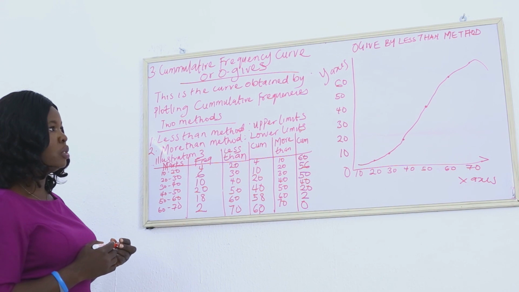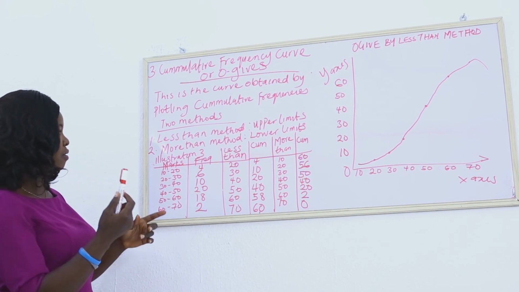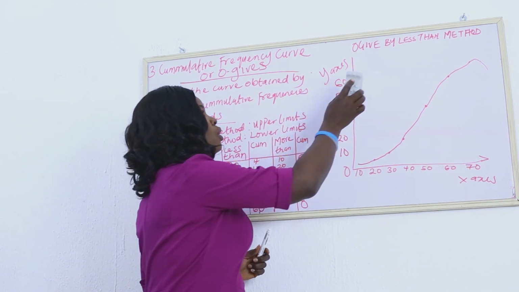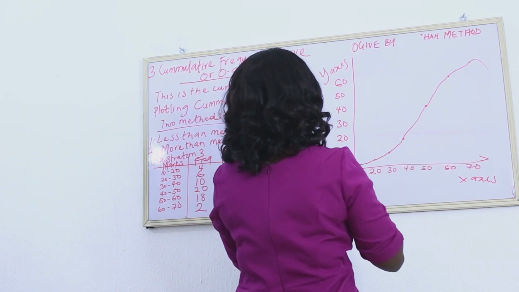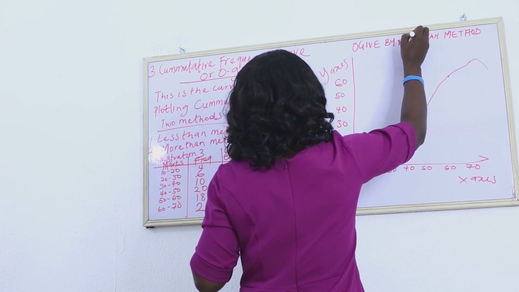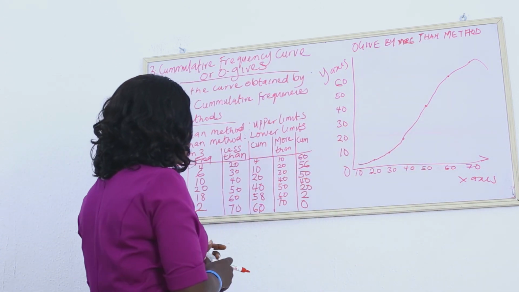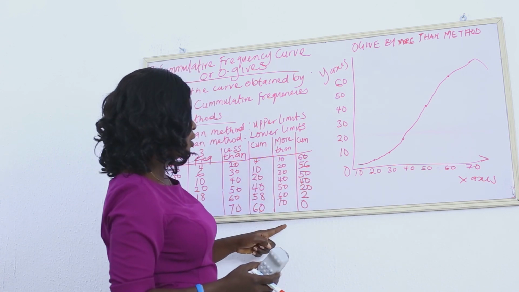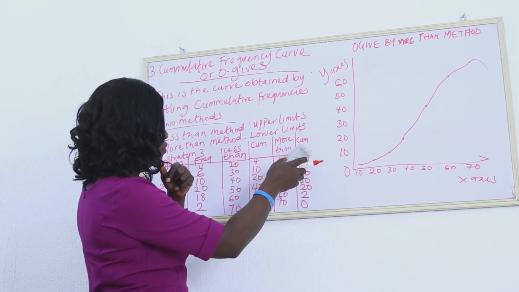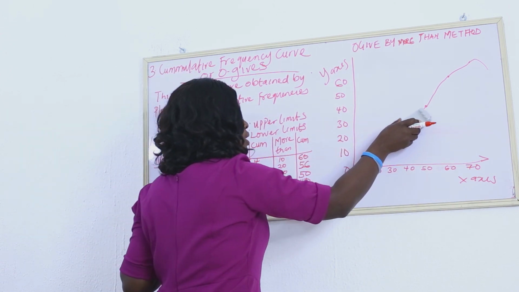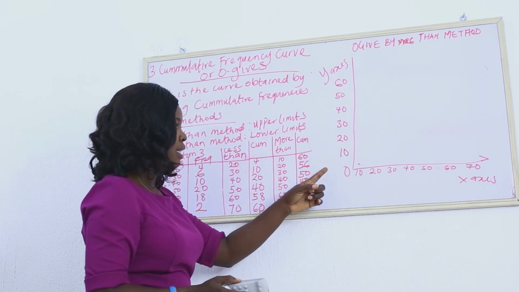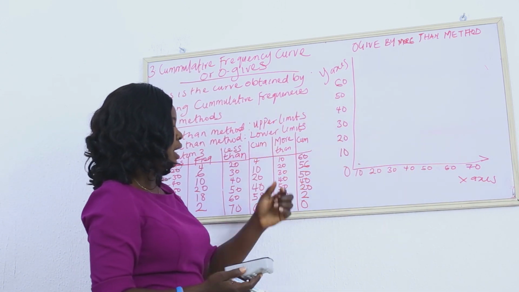The next method I'll be showing is the ogive more than method. Looking at the ogive more than method, I still have the same representation, 10, 20, 30, 40, 50, 60, and thereabout. My cumulative is the only thing that will change. My scale is still 10, 20, 30, 40, 50, and 60.